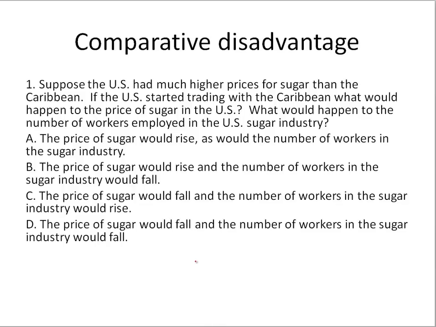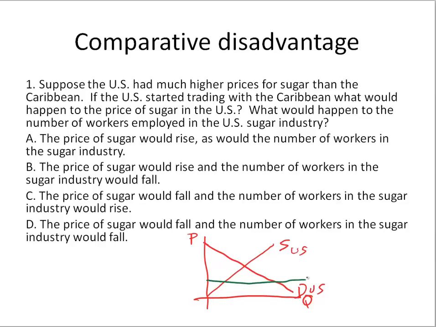There we go. So if we're going to graph it, start out with the supply and demand. We're going to assume a competitive market for sugar, quantity down the horizontal, price on the vertical axis. Here's my supply of sugar in the United States. Here's my demand for sugar in the United States. And the world price, let's do green. Let's have a world price down here. And this would be my price in the world.